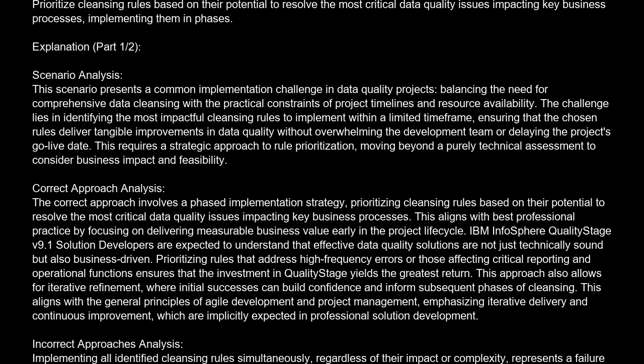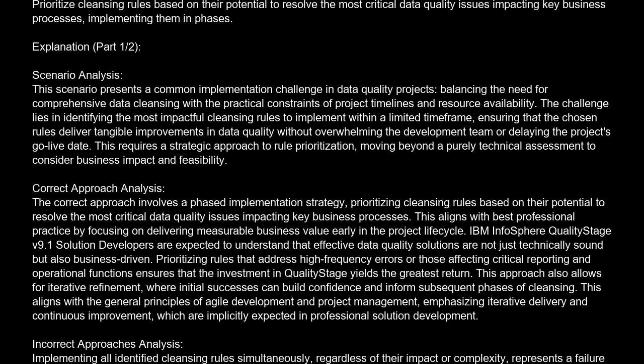The correct answer is C. Prioritize cleansing rules based on their potential to resolve the most critical data quality issues impacting key business processes, implementing them in phases. Explanation. Scenario analysis. This scenario presents a common implementation challenge in data quality projects, balancing the need for comprehensive data cleansing with the practical constraints of project timelines and resource availability.